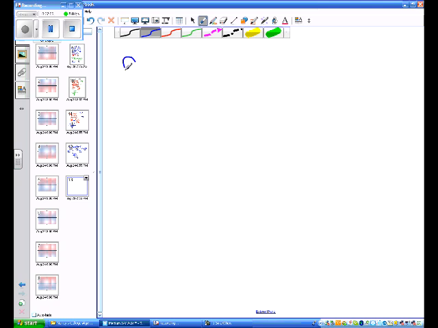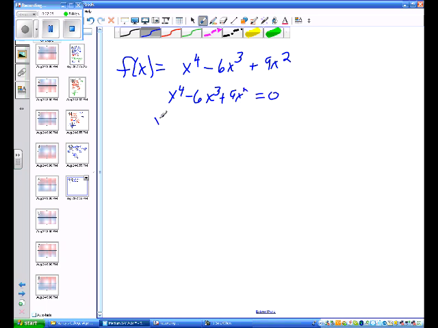Let's say that we have f of x equal to x to the 4th minus 6x cubed plus 9x squared. We want to graph this one. Well, we need to set it equal to 0. We can factor out a common factor of x squared. So we'll have x squared minus 6x plus 9. We can factor this polynomial.